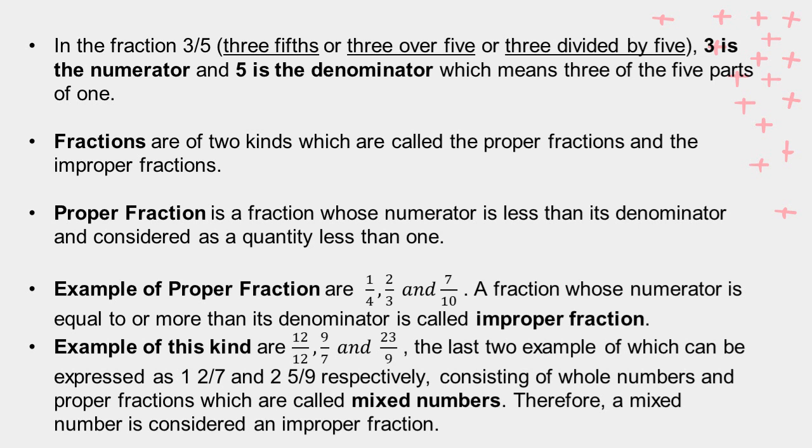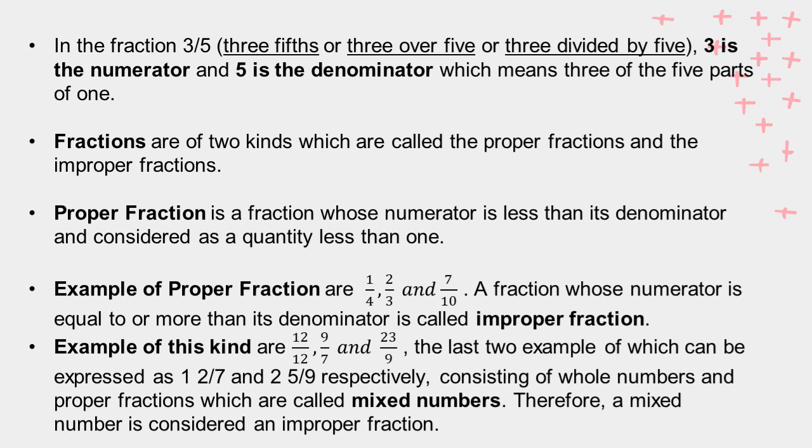A fraction whose numerator is equal to or more than its denominator is called improper fraction. Example of this kind are 12/12, 9/7, and 23/9. So kung mapapansin nyo class, mas mababa yung value ng ating denominator. So, isa po yan sa tinatawag nating improper fraction.